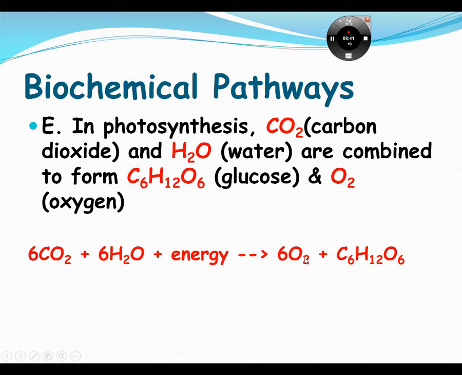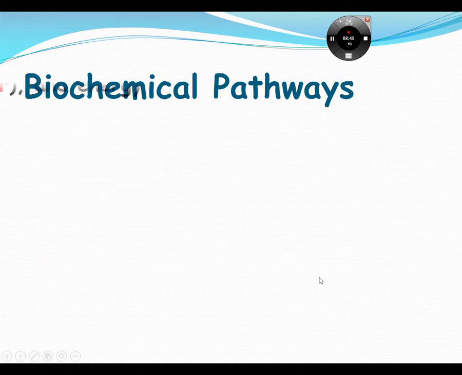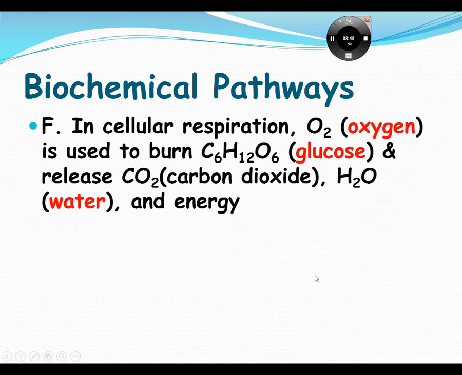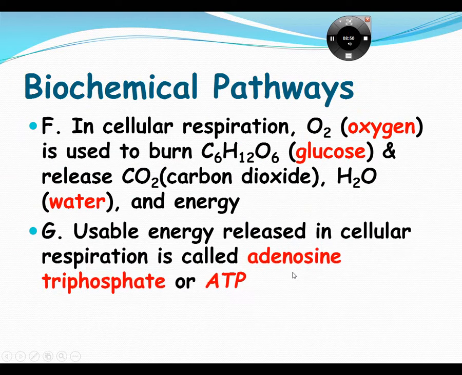Biochemical pathways. In cellular respiration, O2, or oxygen, is used to burn glucose, or break down glucose, C6H12O6, and release carbon dioxide, CO2, water, and energy. The usable energy released in cellular respiration is called adenosine triphosphate, or ATP.